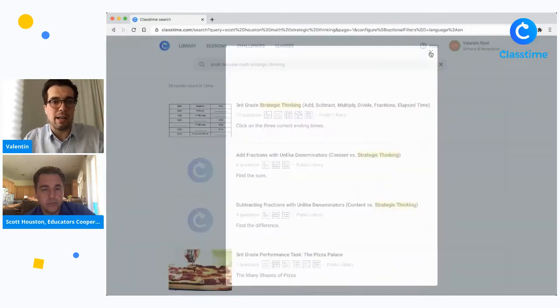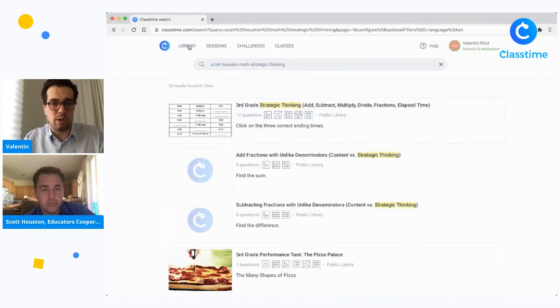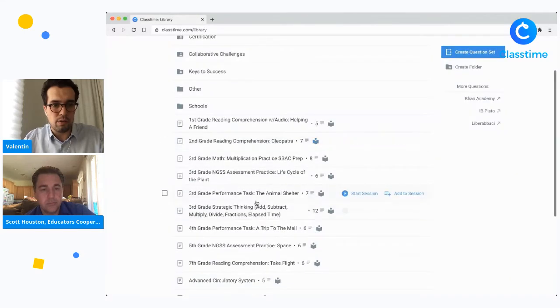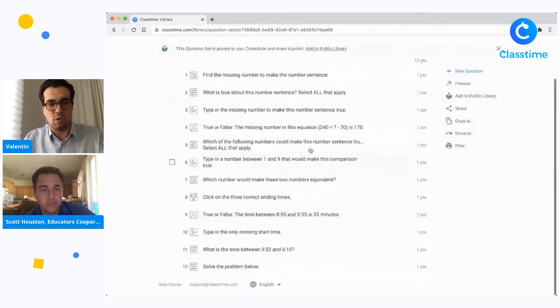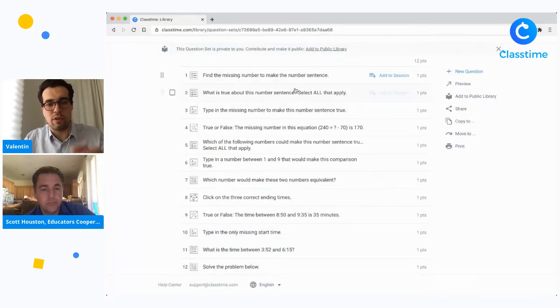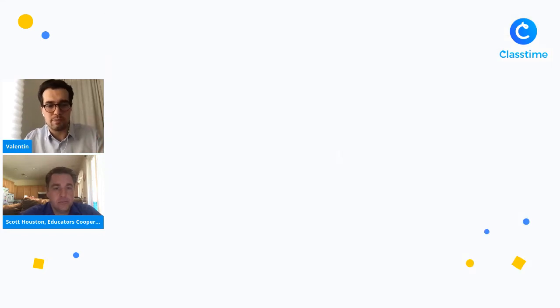So I already added this one, third grade strategic thinking one. Here we go, third grade strategic thinking. And we have the different question types here, right? We have different types of strategic thinking. And so you will find this content for free, and you can use it as a blueprint inspiration to really understand what Scott's going to be talking about right now. But so in this sense, Scott, maybe I can give over to your screen, right, and you can tell us a bit more about strategic thinking and what that really means.